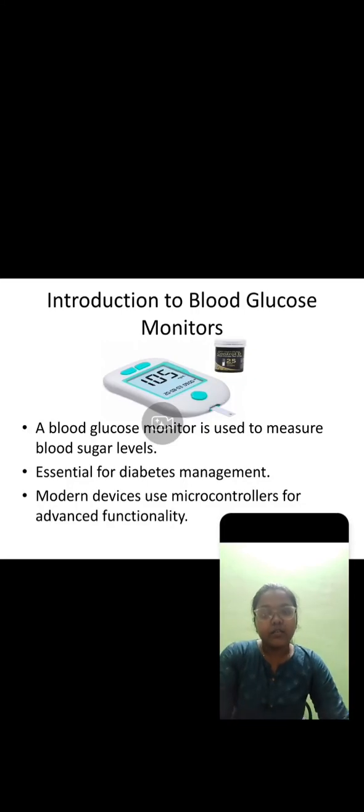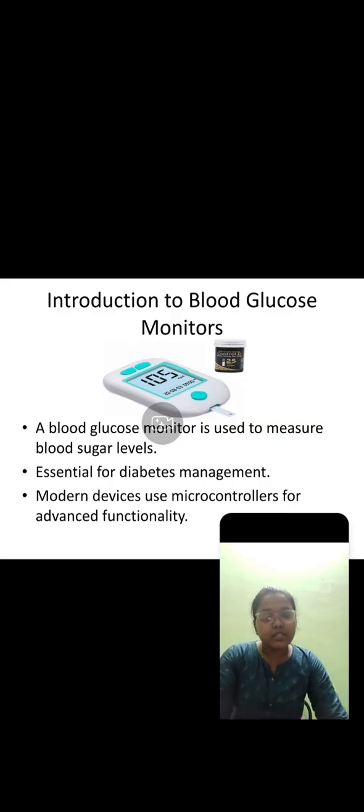Good morning, all. We are going to see what are the controllers present in a blood glucose monitor. The first thing you have to know is what is a blood glucose monitor? A blood glucose monitor is a medical device which is used to measure the concentration of glucose in the blood.